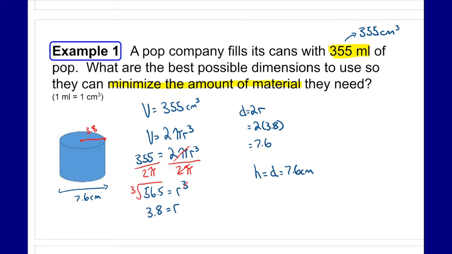So take a look at a pop can the next time and see if that measurement is true. Does a pop can fit the optimal dimensions to minimize the amount of material? If not, why? Why do you think pop companies don't use the optimal dimensions to minimize the amount of material they need? There's no right or wrong answer. Well, there might be a specific answer to that, but we're not going to focus too much on it. That's just something to think about. Why would companies not use dimensions that give the minimum amount of material to make the product?